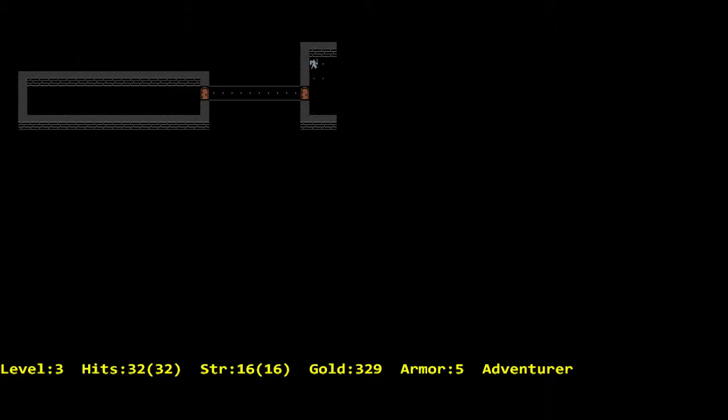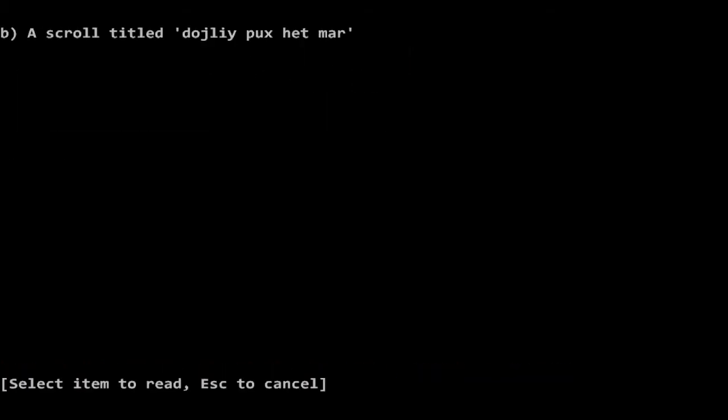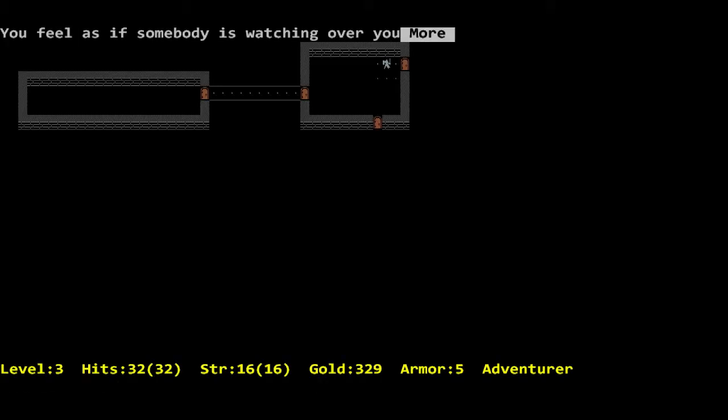So we have found a different scroll. And we have found a dagger, which we will probably not use. I'm going to try reading this scroll now. It vanishes. You feel as if somebody's watching over you. What do you want to call it? Shit, I can't. Somebody's watching. I don't know what that was. I can't remember what that was.